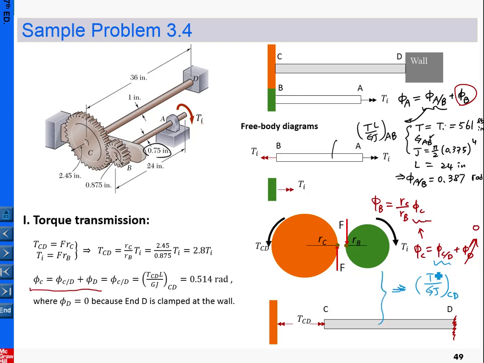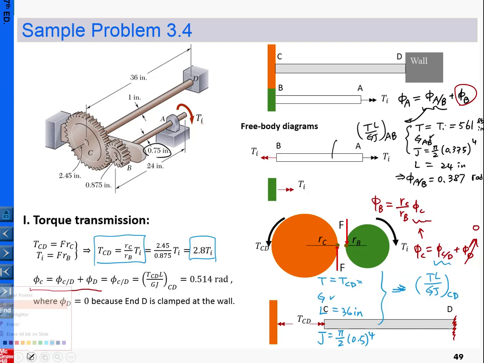Basically, what is T? T is the torsion in shaft CD here. Okay, and G is the material property that's given. And L is the dimension, and for this case is 36 inch. And J is pi over 2 times the radius 0.5 to the 4th power here. Okay, so what is TCD? TCD we have already calculated. So again, using this formula, TCD equals 2.8 Ti.